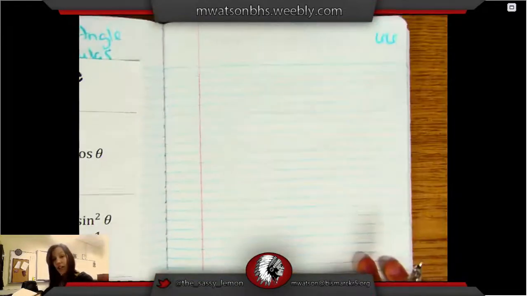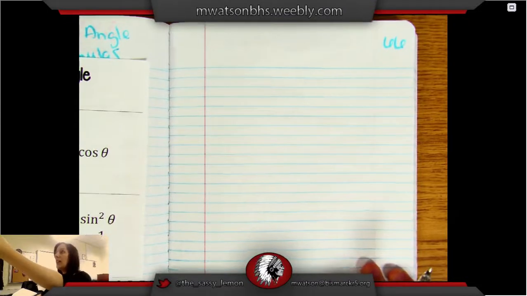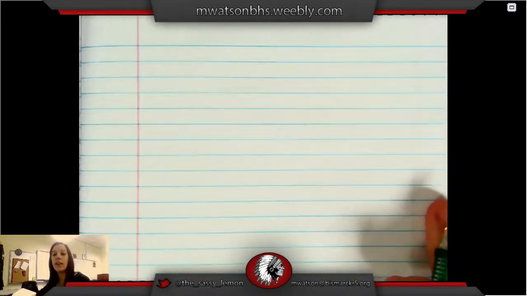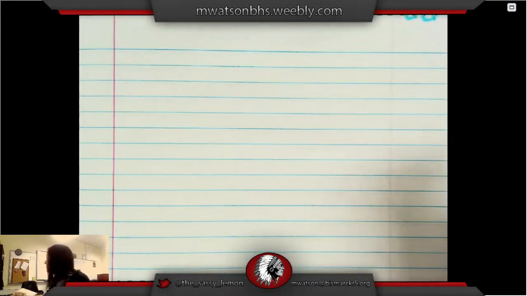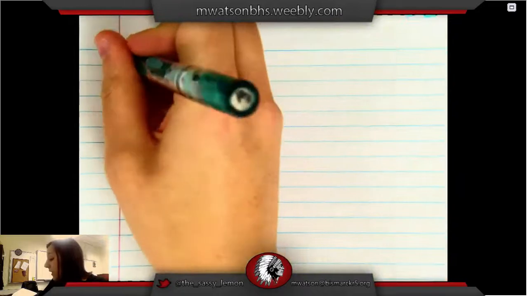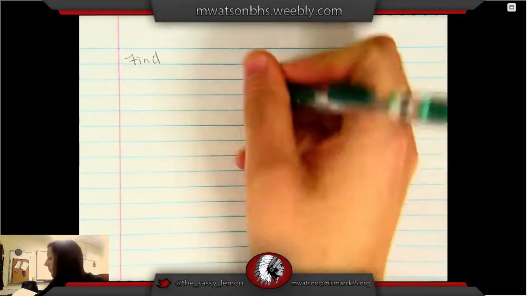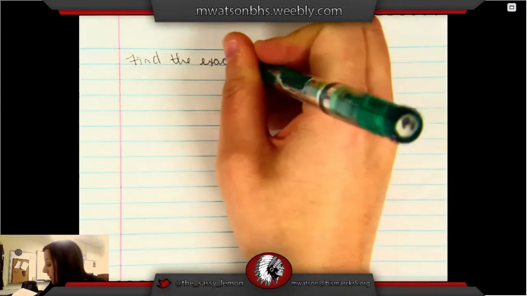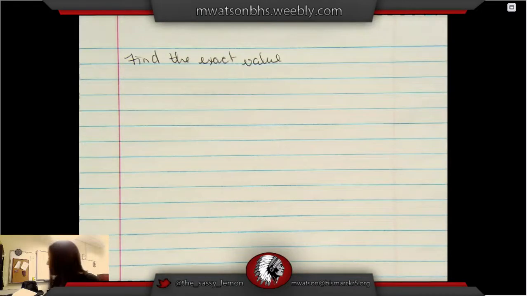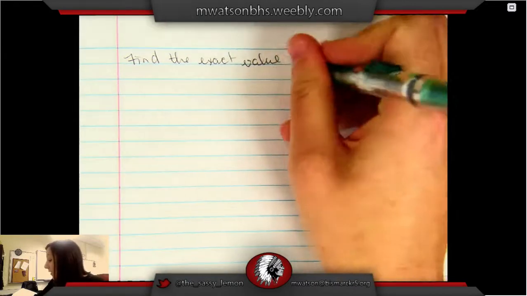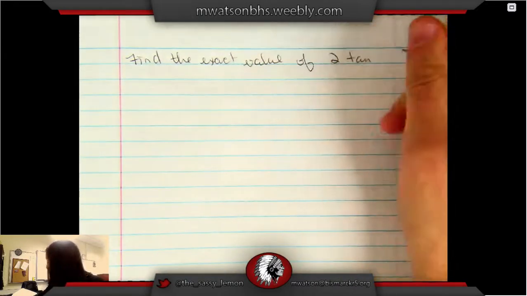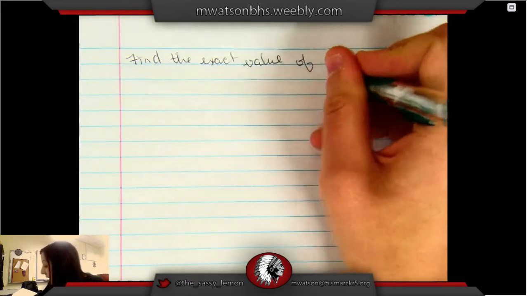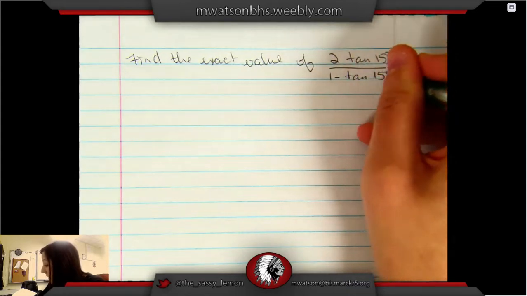So let's go ahead and do an example or problem or two. These are going to have very similar flavor to the lesson we had yesterday. So if you liked yesterday's lesson, you'll probably like today's as well. So the first one that I want to do is find the exact value of 2 times tangent of 15 degrees all over 1 minus tangent squared of 15 degrees.